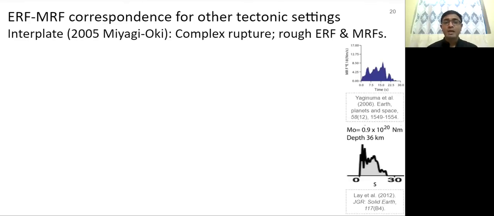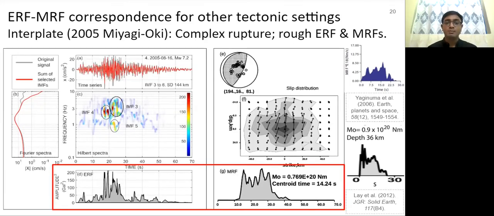The 2005 Miyagi-Oki interplate earthquake showed a complex rupture, with a rough MRF also observed by Lei et al. 2012 and Yaginuma et al. 2006. This observation is reinforced by the number of IMFs needed to generate the ERF, which is 4 IMFs from IMF 3 to 6. The ERF and MRF from our analysis match well with those from the other two studies. The energy in these IMFs is in the frequency range of 0.4 to 5 Hz, shown in the Fourier and Hilbert spectra, which is characteristic of such deep interplate events.